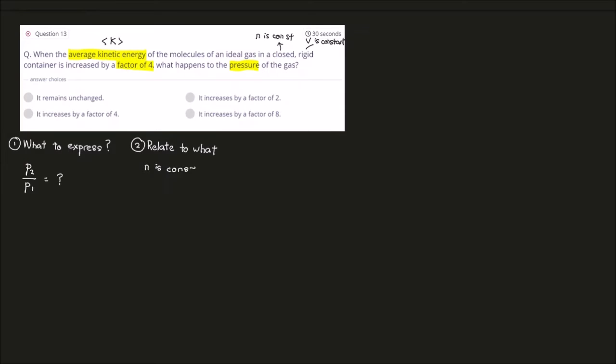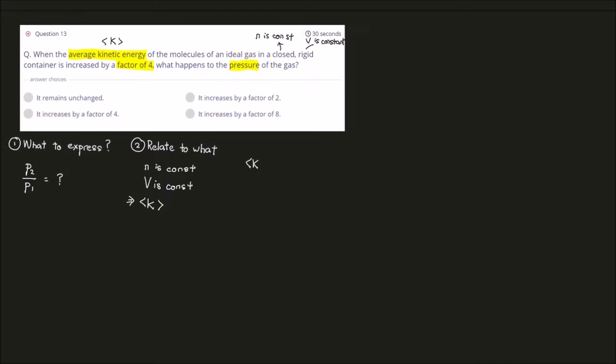That means why you have to relate to N, probably V is constant. It's not necessary you need to relate to everything. Okay, but these are like hints for you what you need to relate it with. Then K. Okay, K is your average kinetic energy. So what can we do here? Well, this thing we know the formula. This thing we know the formula for sure.